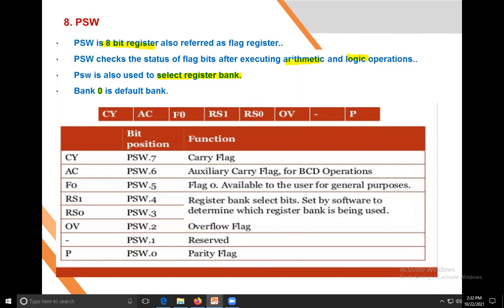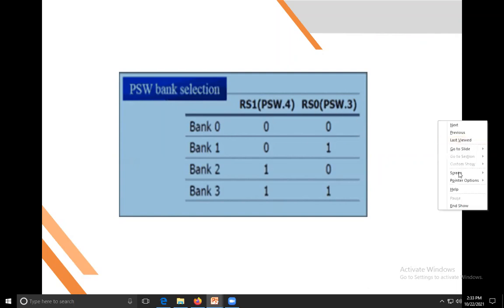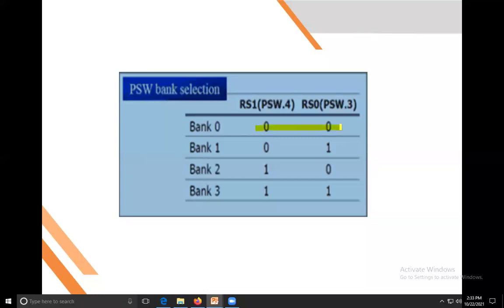See, here is the RS1 and RS0. These decide the register bank. Okay, here I am writing. In PSW, bank 0 is selected if the bits are 00. Means RS1 is 0, RS0 is 0. Then by default, bank 0 will be selected.